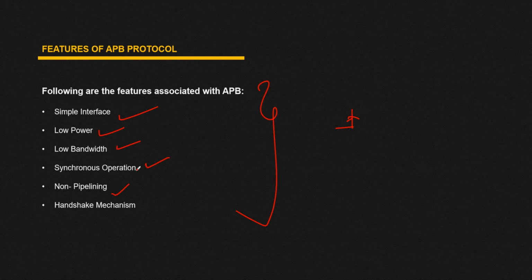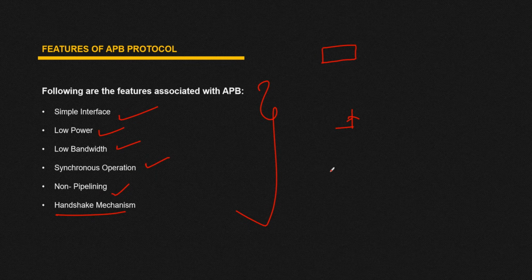Okay. Then non-pipelining. What does it mean by non-pipelining? In the APB protocol, you cannot pass your next data until the current transfer has been completed. Let me repeat my sentence: you cannot pass the next transaction or the next data until the current one is completed. So here APB supports a non-pipelining behavior, whereas the AHB and AXI protocols support a pipelining behavior, which we will discuss in a further video. But you can keep this in mind: the APB protocol supports a non-pipelining behavior.